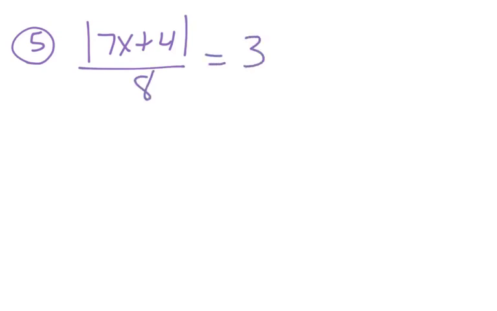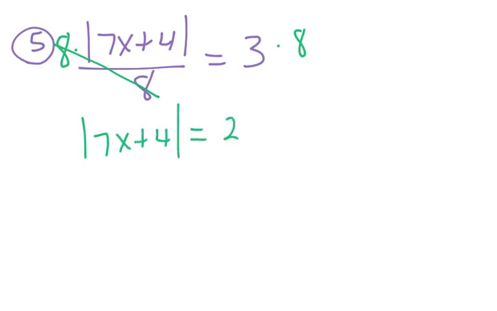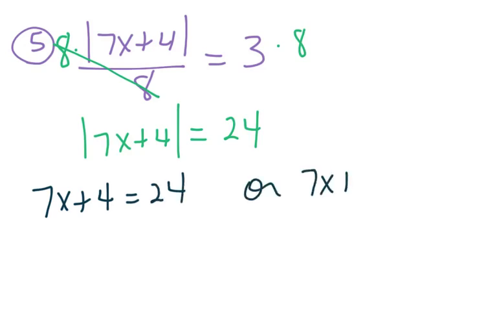Example 5. Absolute value of 7x plus 4 divided by 8 is equal to 3. All right, so here, that 8 is not part of the absolute value bars. We still need to isolate, so I'm going to multiply both sides by 8 to make that fraction disappear. So I have the absolute value of 7x plus 4 is equal to 24. And then I'm able to break up into cases. So 7x plus 4 equals 24, or 7x plus 4 is equal to negative 24.